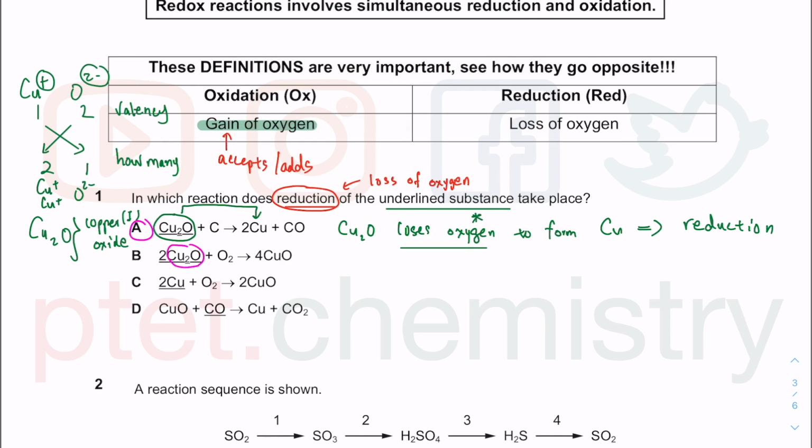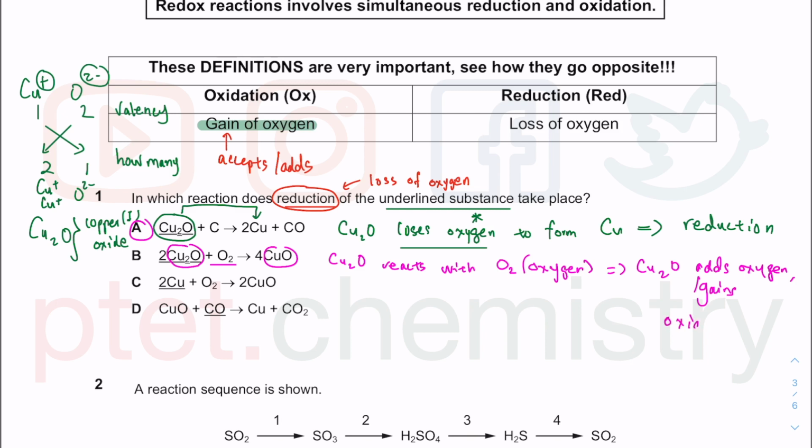So you look at Cu2O going to CuO. The Cu2O seems to have the same number of oxygen, but what does it react with? It reacts with oxygen. So this Cu2O reacts with oxygen, and you just get one substance, right? You don't get any other thing. Where does the oxygen go to? Therefore, the Cu2O adds oxygen, and when you gain oxygen, that is called oxidation and not reduction, and that is why B cannot be the answer there.